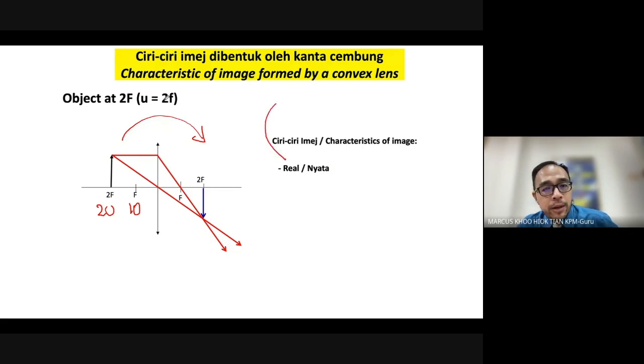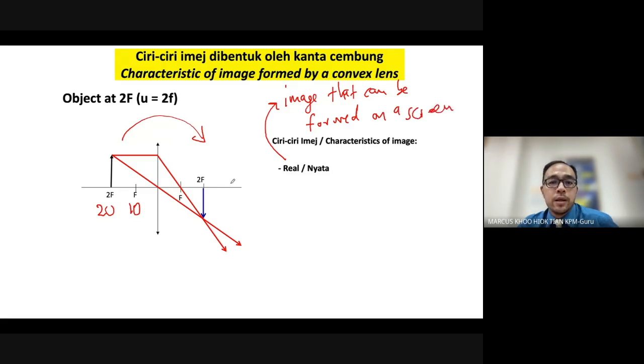A real image by definition is an image that can be formed on a screen. An image that can be formed on a screen is what we call a real image. An image that cannot be formed on the screen, if you cannot put it on the screen, it's called a virtual image, like virtual reality kind of thing.